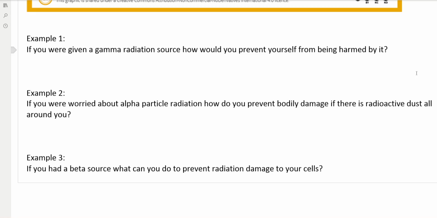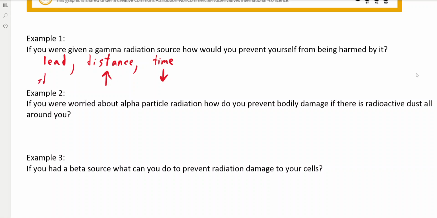So speaking of, how could you prevent yourself from being harmed by a gamma radiation source? Well, there are a few options: lead shielding, distance, and decreased time. So decrease exposure, increase distance, and provide lead shielding. Alright, so there are another 2 questions here. I recommend you pause the video now and see if you can solve the other 2.